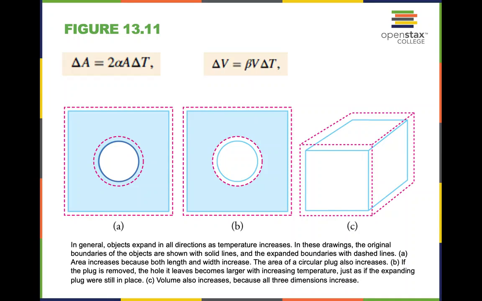So for figure 13.11, we are given delta A and delta V, and we'll go over those in a second. In general, objects expand in all directions as temperature increases. In these drawings, the original boundaries of the objects are shown by the solid lines and the expanded boundaries with the dashed lines. For A, area increases because both length and width increase. So here we have our solid original, and this is the expanded version of it. Same thing with the square. The original is here, and the expanded is here.